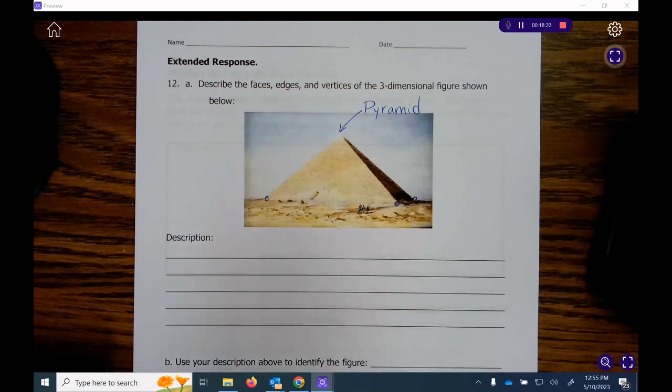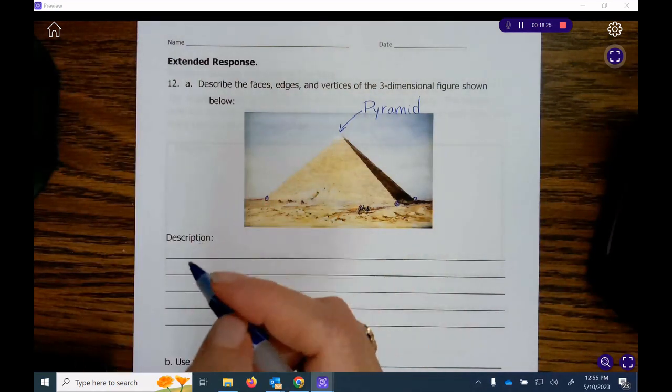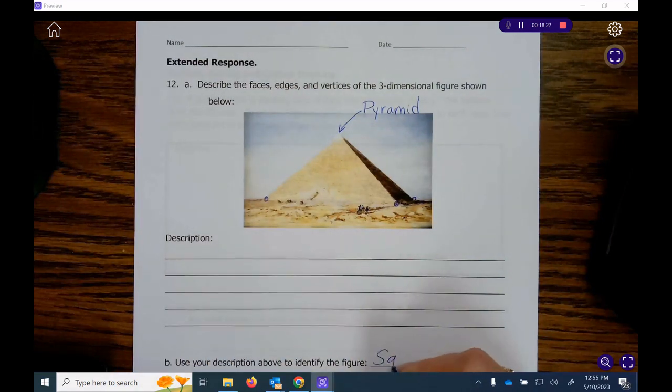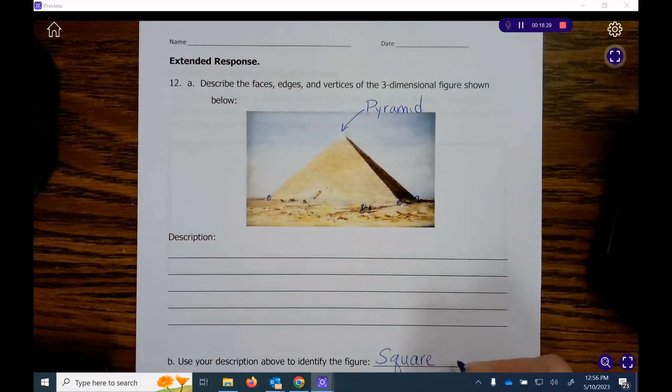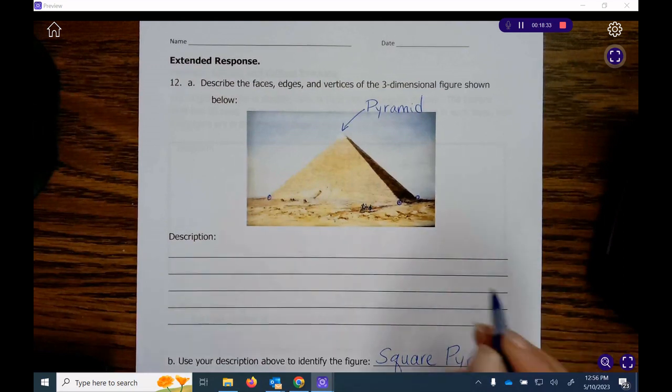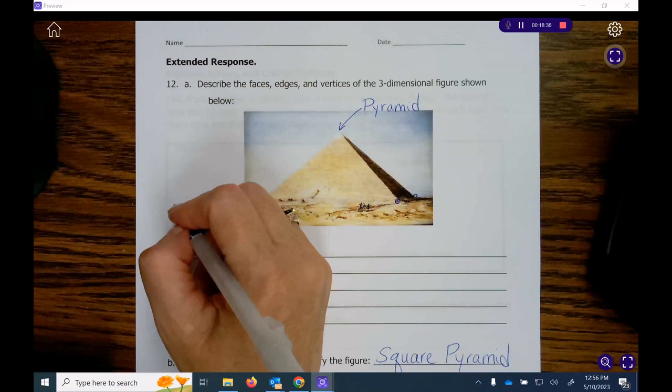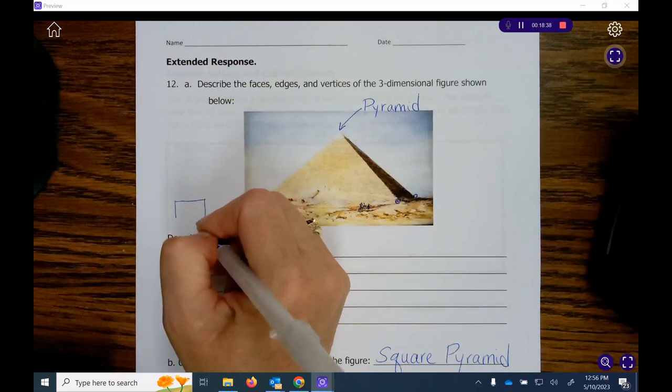All right? So let's start off with it being a square pyramid. So if it's a square pyramid, I'm actually going to draw a square pyramid here.